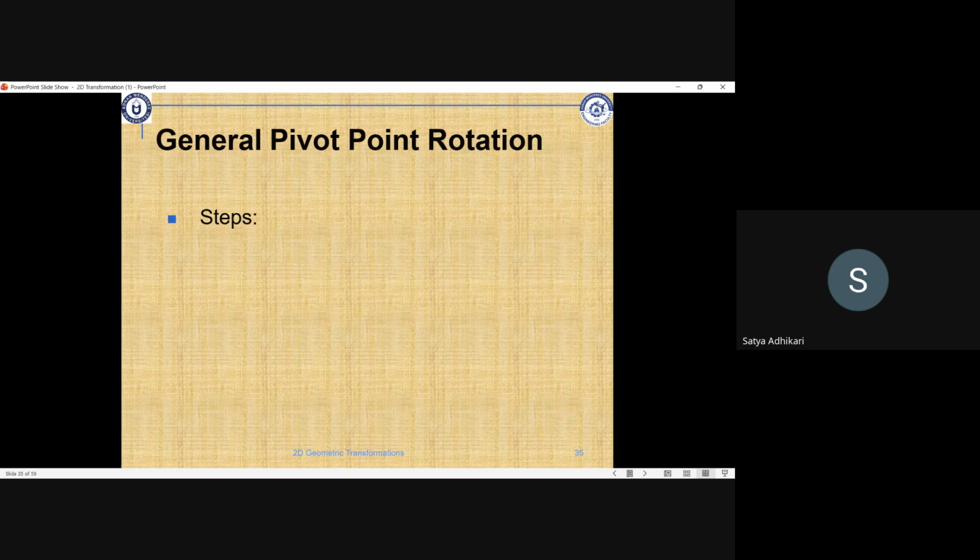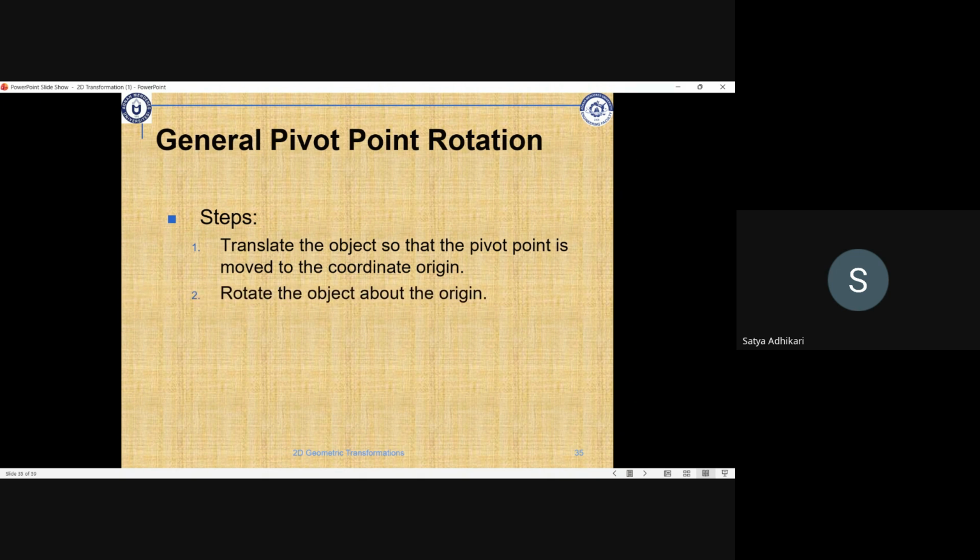To perform the general pivot point rotation, we need some steps. The first step is to translate the object so that the pivot point is moved to the coordinate origin. You know that the pivot point is not the origin, but first you translate that pivot point to the origin. It moved to the origin.